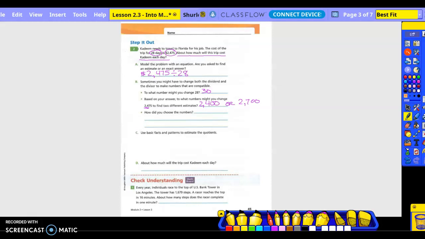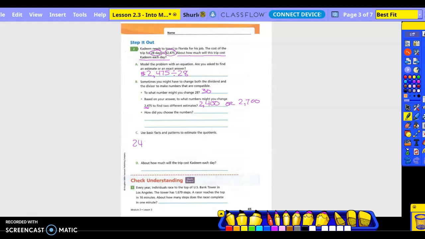Because they want it in thousands, right? Okay. So how did we choose our numbers? Because both of those are multiples of 30, right? Okay. Both of those are multiples of 30. You think of that pattern to estimate the quotient. So what they basically want you to do is where you do like 24 divided by 3 gets you 8 and so on. We're just going to put it like this.